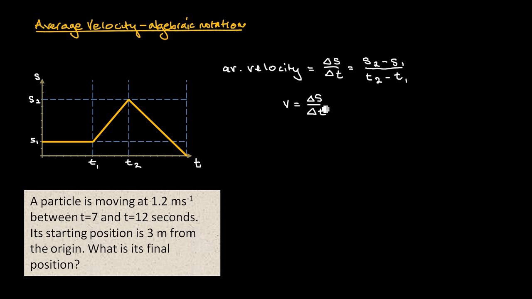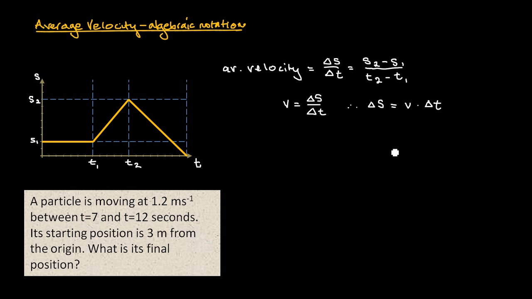Just in the same way, we can change delta s over delta t. So we multiply both sides by delta t, and we'll have delta s. So if I write therefore delta s equals the velocity times the time. The velocity times the change in time.